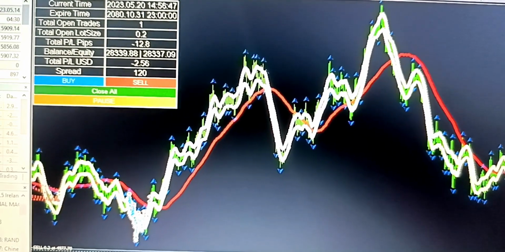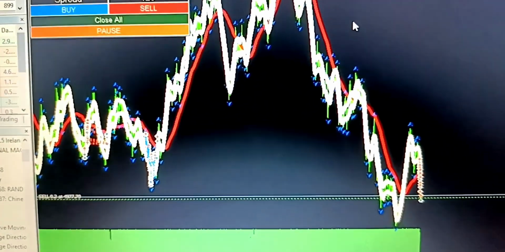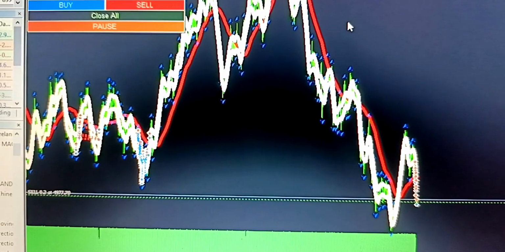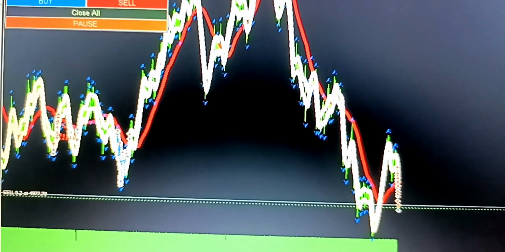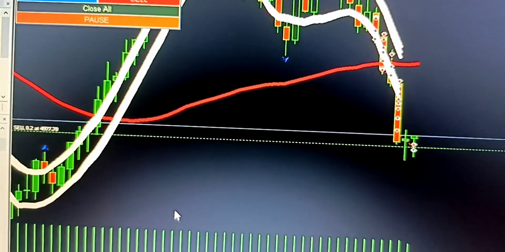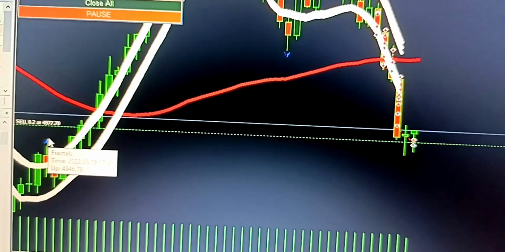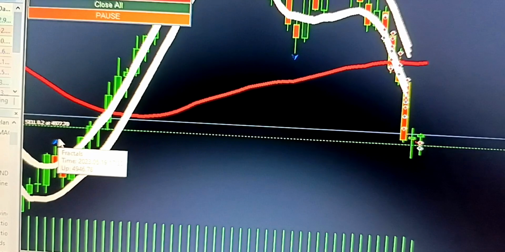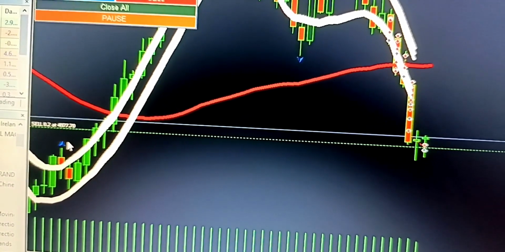Let me zoom in a bit. Are you seeing it? I think the price is close to my TP. It's very, very close to my TP. Let me zoom out so that you see it very well. Look at it. My TP is somewhere here. Once it hits my TP here, it will stop automatically.